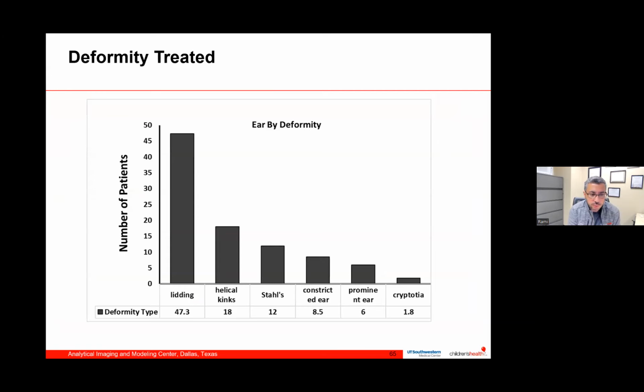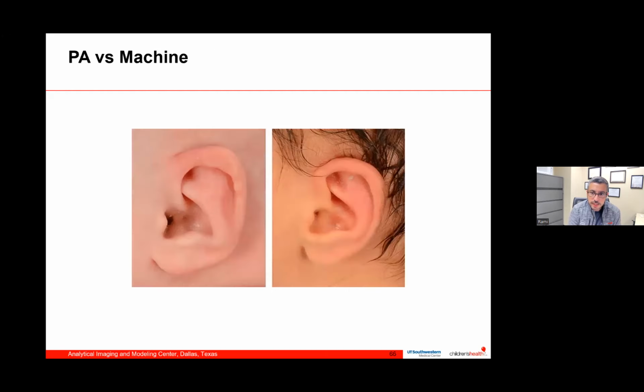These are all our patients we treated. This is in percentage. So we had 47% lidding, 18% helical kinks, and prominent ear, and so on. And this is our outcome. So this is an outcome that our physician assistants, when they rated the images, they agreed on. So the one on the left, all the physicians gave it a 3, which is pretty good or okay. And the one on the right, the physician's assistant gave the ear a 5. So they all agree that this is a great outcome.